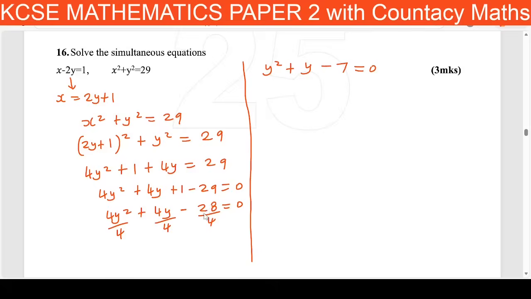Okay. So once we have that, we find the value of y. Can we find the value of y from this? We can use the quadratic formula, which says that the value of y should be negative b plus or minus the square root of b squared minus 4ac, over 2a.